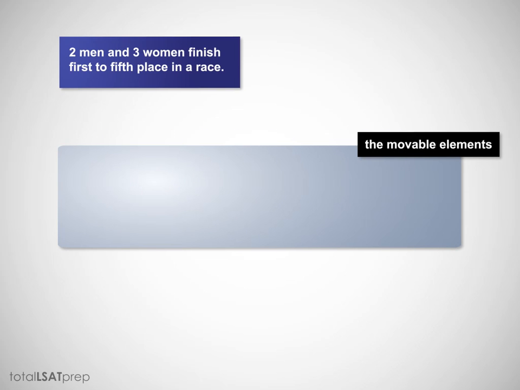Here's another game. 2 men and 3 women finish first to fifth place in a race. So 2 men and 3 women, those are our movable elements. And these movable elements could be divided into different groups. In this case, we'll have 2 men and 3 women. This is how we would symbolize it, MMWWW. So the set of movable elements, the runners, are divided into 2 groups, men and women. And when you isolate it, it helps to symbolize it like we have it here.